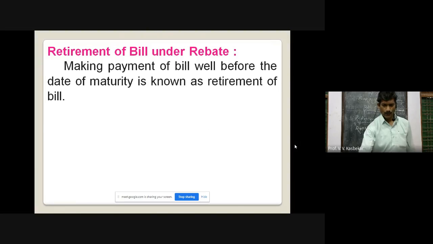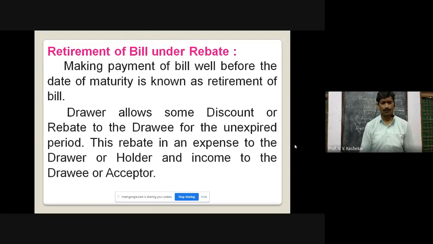After that, retirement of bill under rebate. Before that, let us see what we mean by retirement. Retirement of bill under rebate.